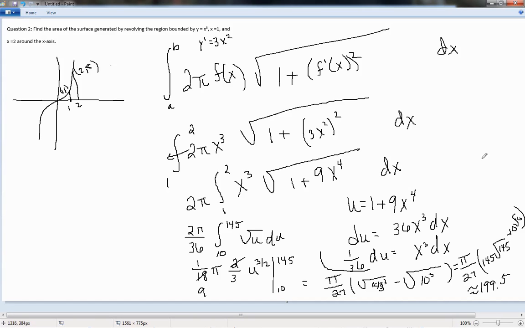Okay, so a little review on u substitution and how we can use that in this formula for finding the surface area.